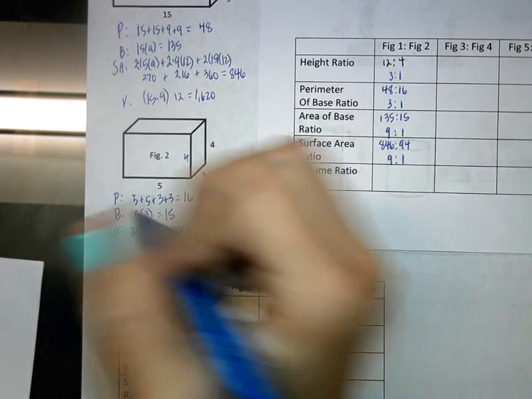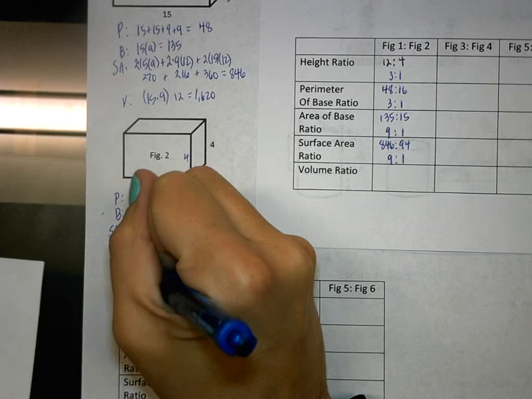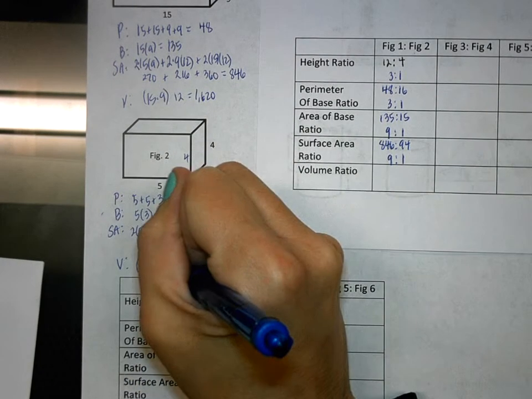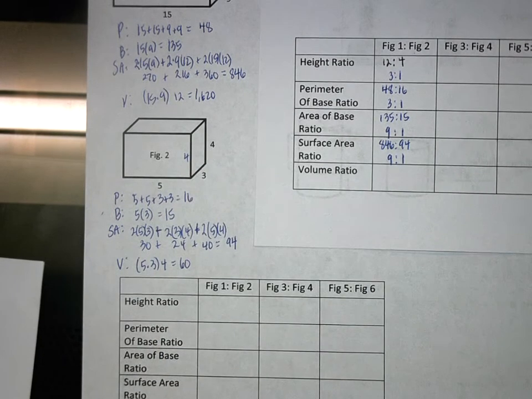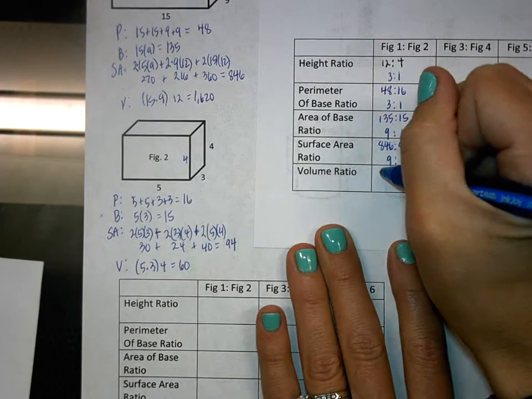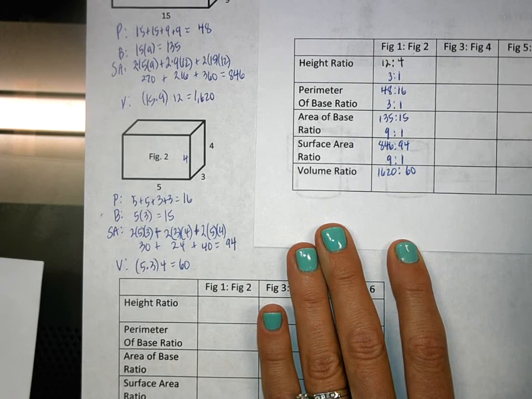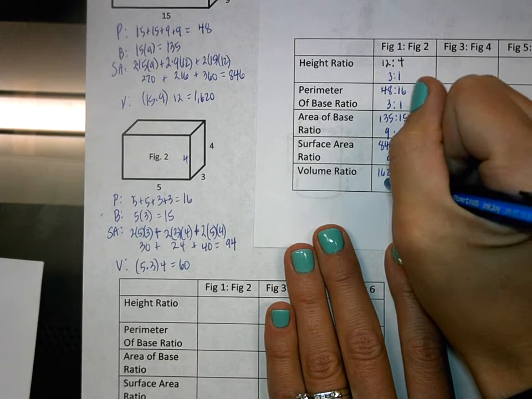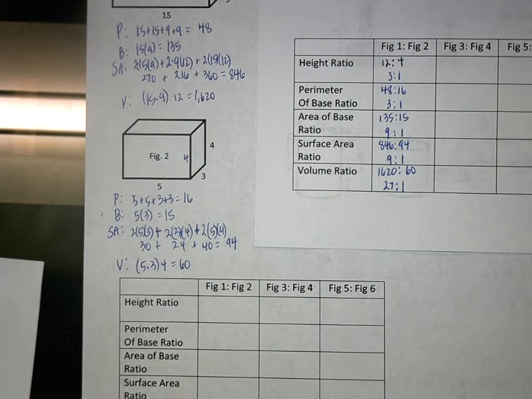1,620. And then my volume for the bottom one is going to be my base area, 5 times 3 times my height, which is 4. And you multiply that and you get 60. So when we write this ratio, we have 1,620 to 60, and you can actually reduce both of those by 60, and you end up with a 27 to 1 ratio. Okay, questions so far? All right, so now we're going to do the same thing with our cylinder.